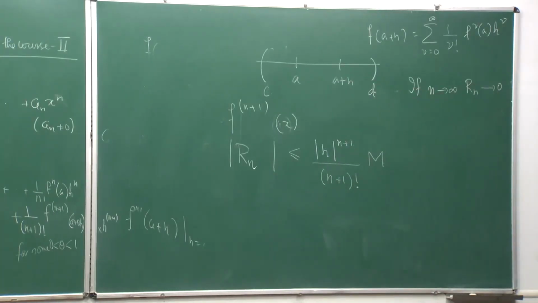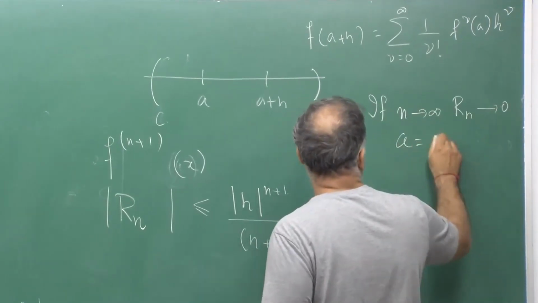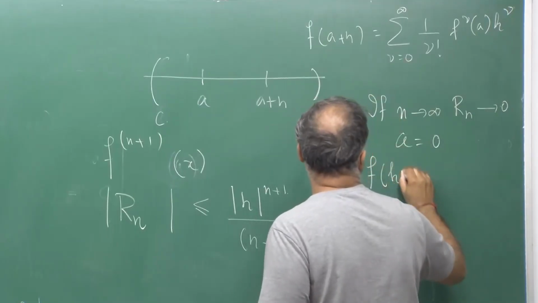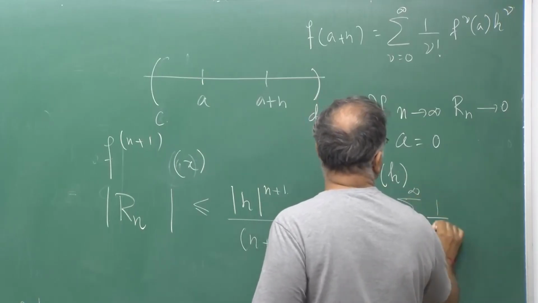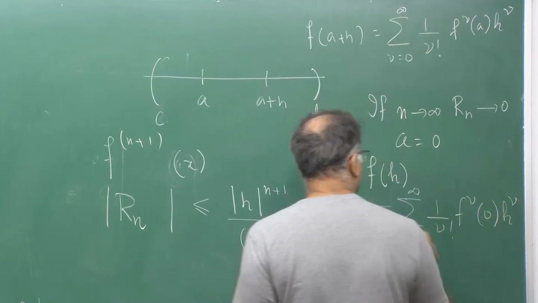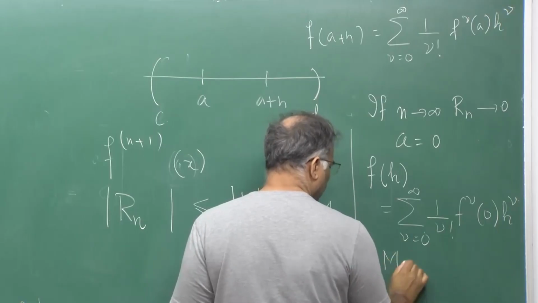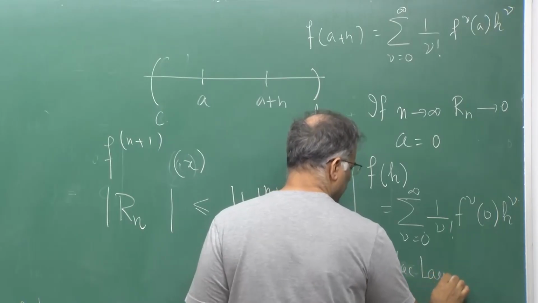It is not that every time R_n will go to 0, it will go to 0 for certain examples and that is what we should be looking at. Now if a is 0, suppose I put a equal to 0, then in that case you will have f(h) equal to summation ν equal to 0 to infinity of 1 by ν factorial f^(ν)(0) h^ν. When I have written in terms of 0, that is a is 0, this is called the Maclaurin series. I have forgotten the spelling, Maclaurin series.